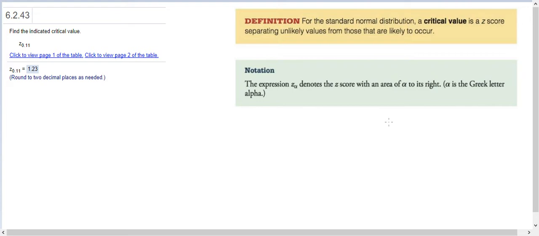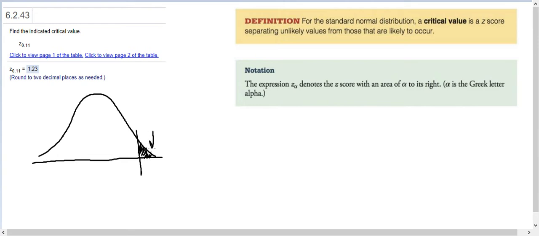All right, so they just tell you then that little symbol is the Greek letter alpha. So what we're saying here is, if we draw a picture of this with a normal curve, this expression z alpha 11 says over here on the right end of the curve, this area right here is equal to 0.11. And that's that area right there. So they want to know, what is this z-score? That's all this question is getting at.